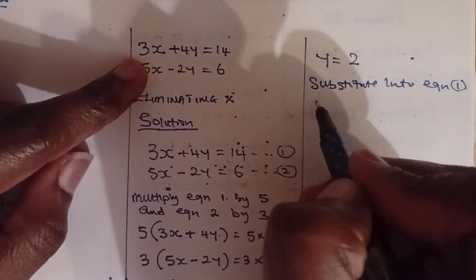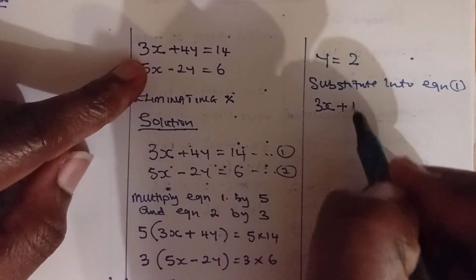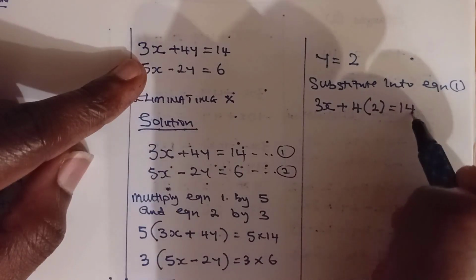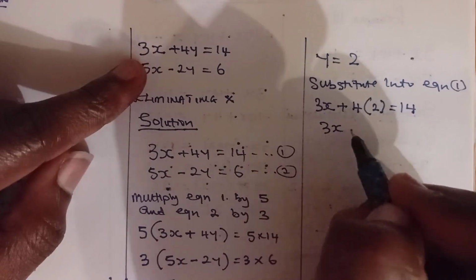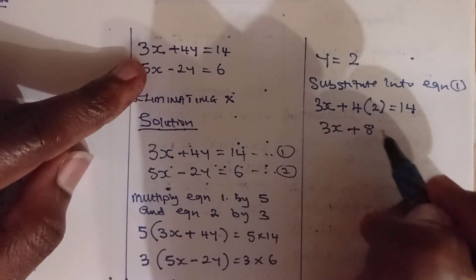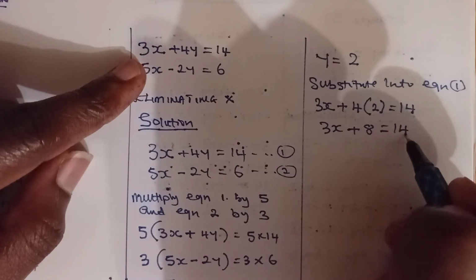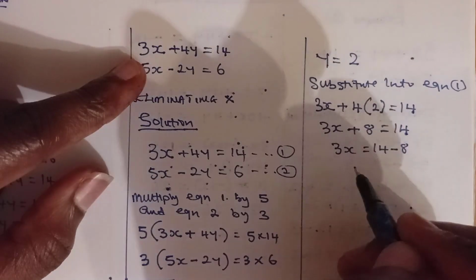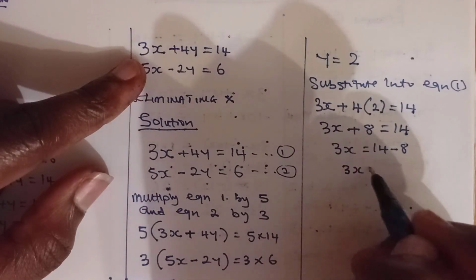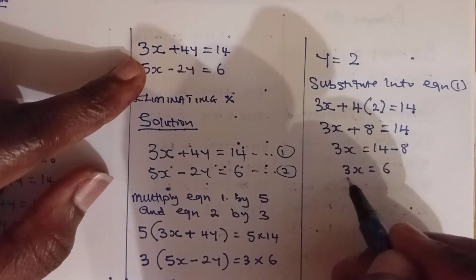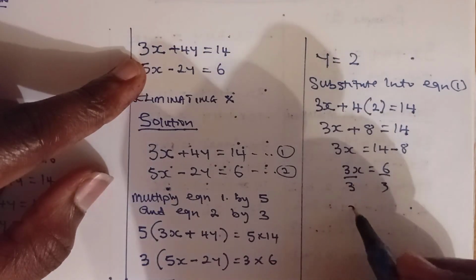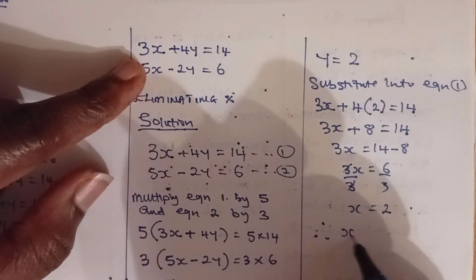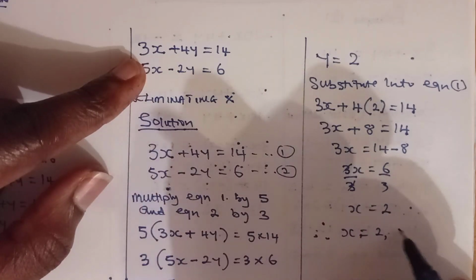So we have 3x plus 4y, and y is 2. So we have 2 here equals 14. So we have 3x plus 4 times 2 is going to give us 8, and we have 14 here. So we have 3x equals 14 minus 8, and we have 3x is equal to 6. So when we divide both sides by 3, we have x equals 2. So this simply means also that x is 2, and y is 2.